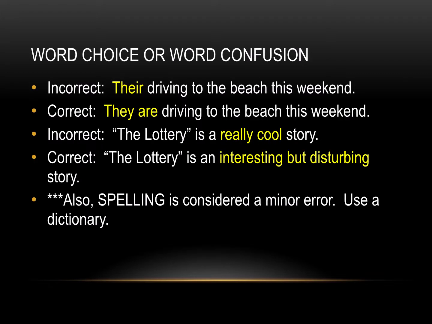And our final minor error we'll cover today is word choice or word confusion. There are quite a few commonly confused words, and I'll give you a list and give you later discussion in the modules. But one in this example: they are, T-H-E-I-R, driving to the beach. What the person is actually trying to say is there, T-H-E-Y apostrophe R-E. But because we don't use contractions in formal writing, that would be corrected as they are driving to the beach.